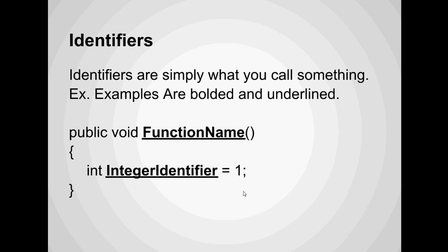Identifiers are simply whatever you call something. So public void function name is a function and its identifier is function name. And then inside of that function you are declaring an integer called integer identifier and setting it equal to 1. Integer identifier is the identifier of this integer.